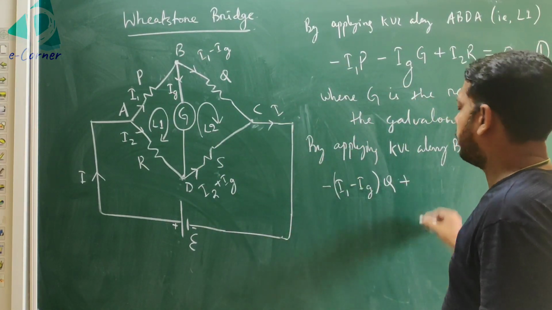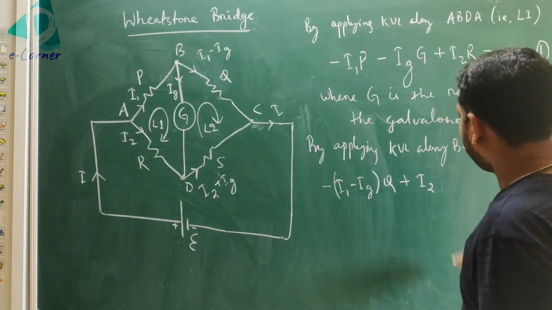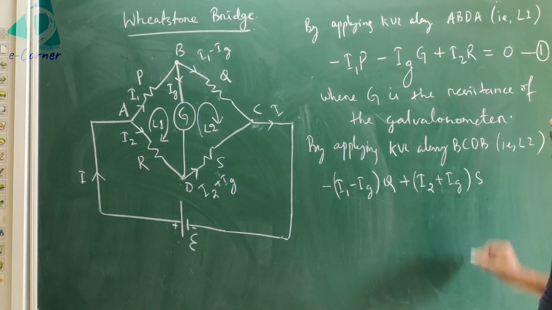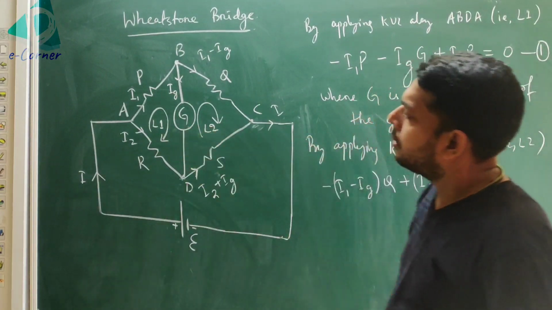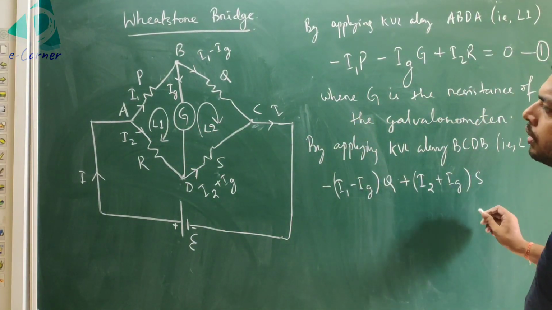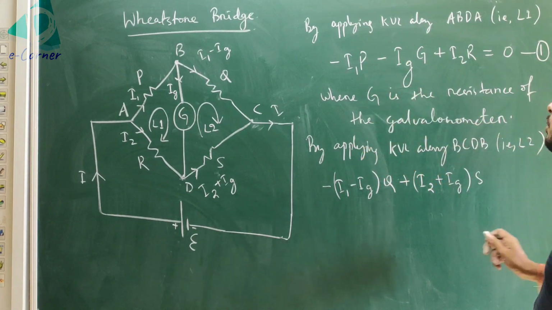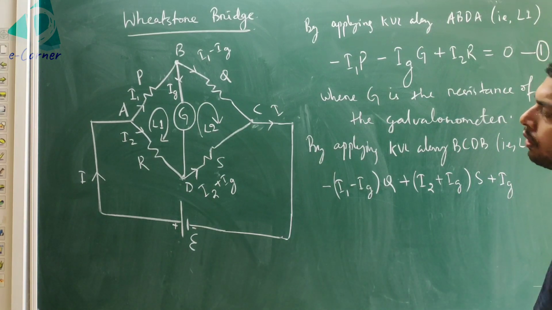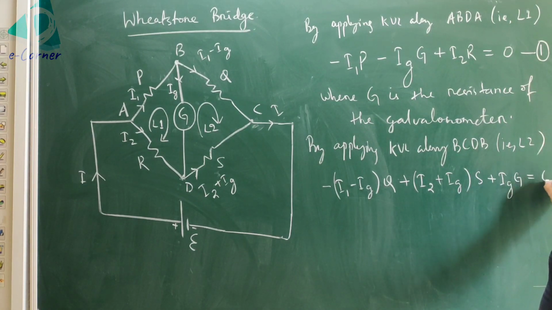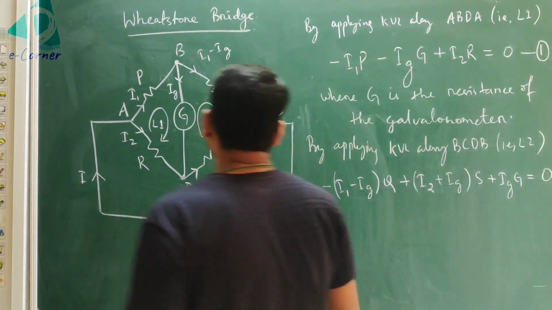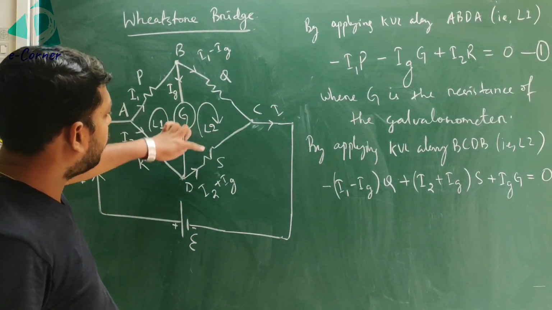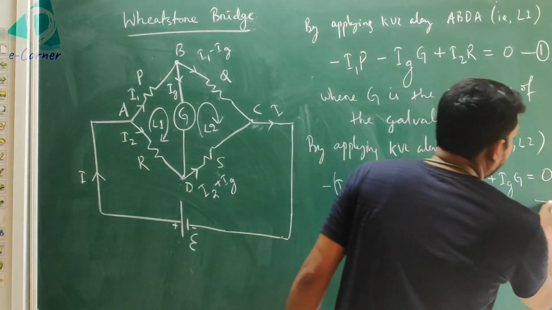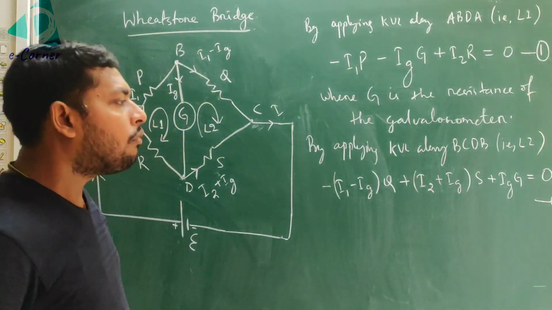This is again plus (I2 plus IG), put it in the bracket because it is a current, into resistance S. Again one resistance will be there, the galvanometer. So this is minus to plus, so this is plus. IG is the only current here, so IG into G, which is equal to 0. There is no other electrical component. There are 3 components here, so 3 terms, first term, second term, third term, equal to 0. Put the name of this equation as for balanced condition.